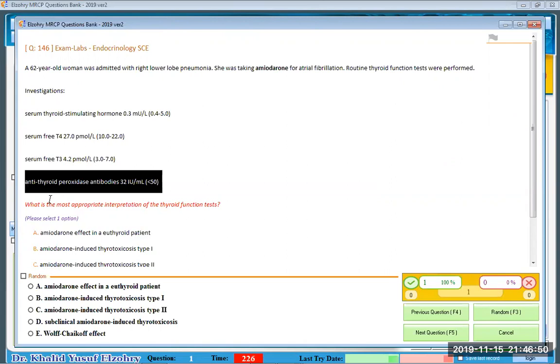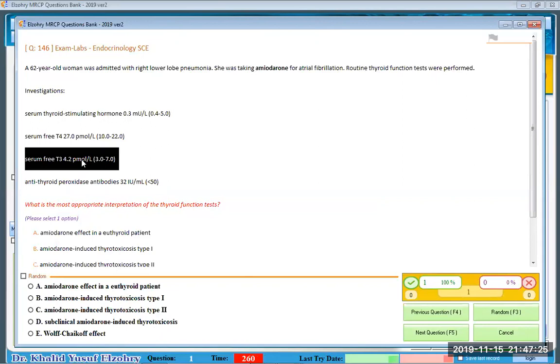What is the most appropriate interpretation of the thyroid function test here? Is it amiodarone effect on a euthyroid patient, amiodarone-induced thyrotoxicosis type 1 or type 2, subclinical amiodarone, or Wolff-Chaikoff? The Wolff-Chaikoff effect causes hypothyroidism, so this is not correct. Then next, by exclusion: is it type 1, type 2, or subclinical amiodarone-induced thyrotoxicosis? Which one? T3 is normal.